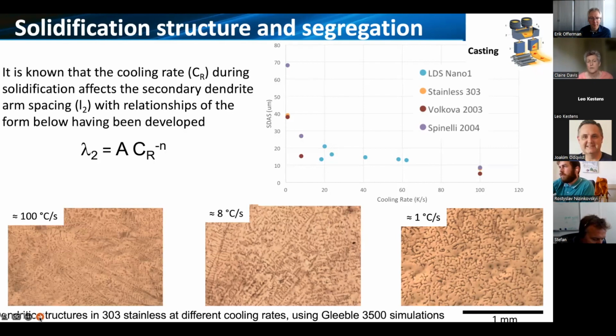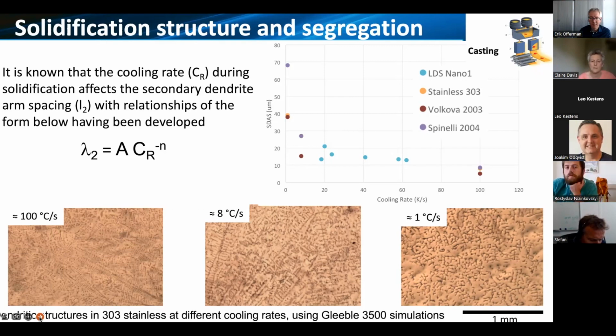Here I've just shown a relatively simple empirical relationship between secondary dendrite arm spacing and cooling rate. I've got some examples here from some stainless steels because we related that to prior literature as well. Also looking here for a low density steel, and I have data, but I don't show it here, for dual phase steels and carbon manganese steels. And what's clear is that there's quite a definite relationship between the secondary dendrite arm spacing and the cooling rate.